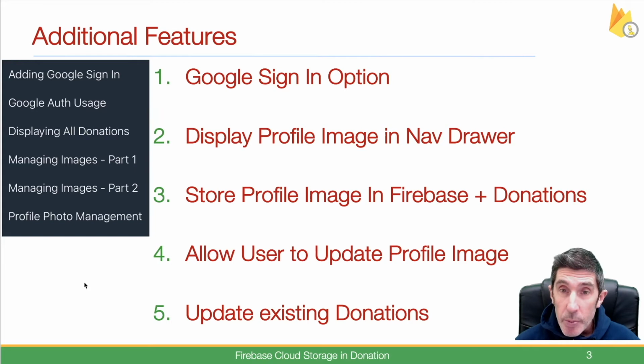Because of that, we can then display their profile image in the nav drawer. So we'll have to look at how we can grab the user's profile pic from Google and then display it within the, at the moment, default Homer image.